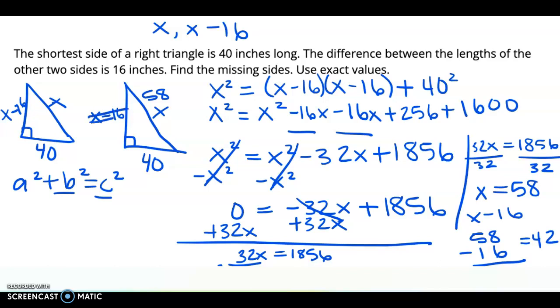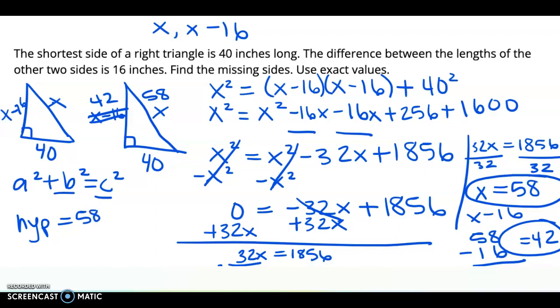Now, if you do set this up wrong and you find that your hypotenuse is shorter than either of the two sides, that is a problem and that's not correct. Okay, but for this one, we get x equals 58 and the other side is 42. You might even want to label hypotenuse equals 58 and then leg equals 42 when you're labeling it.